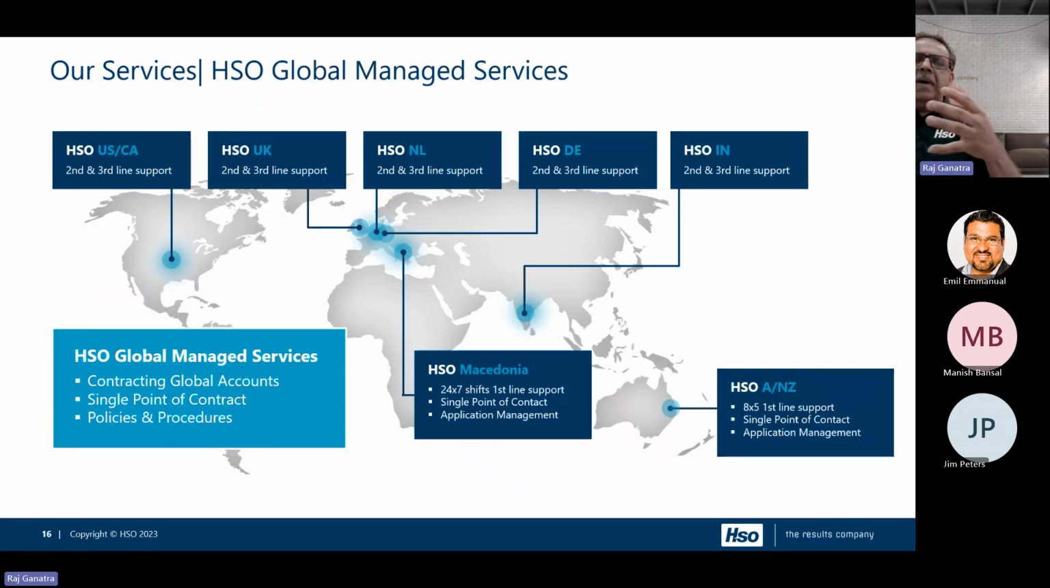We also package managed services, which is available from our organization globally, as well as ANZ have got their own team to support our customers locally.